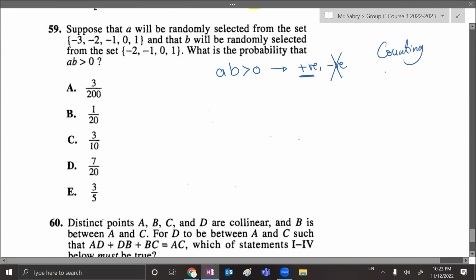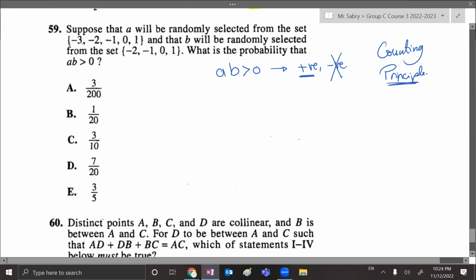What if there are 100 numbers? Would I count all? That's exactly the reason why I'm telling you this. Counting principle. There's a way of counting the numbers. So how do I count that? I check the possible options.